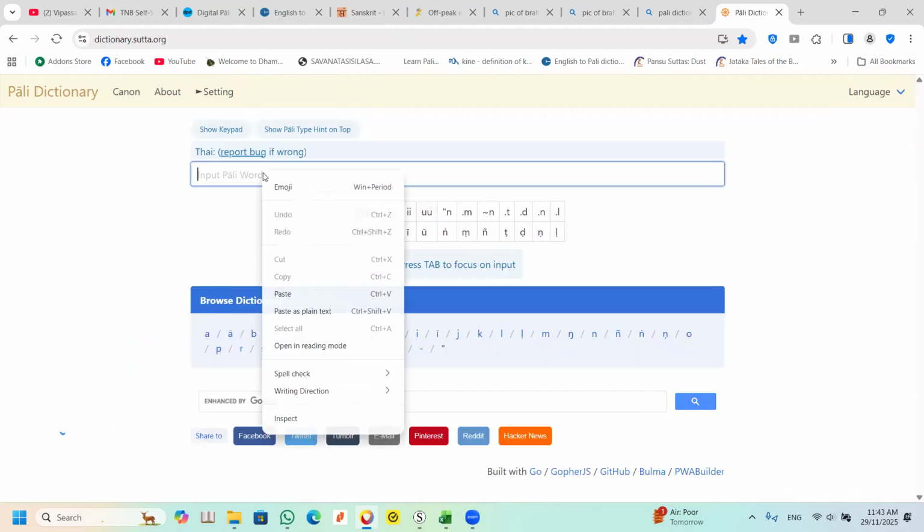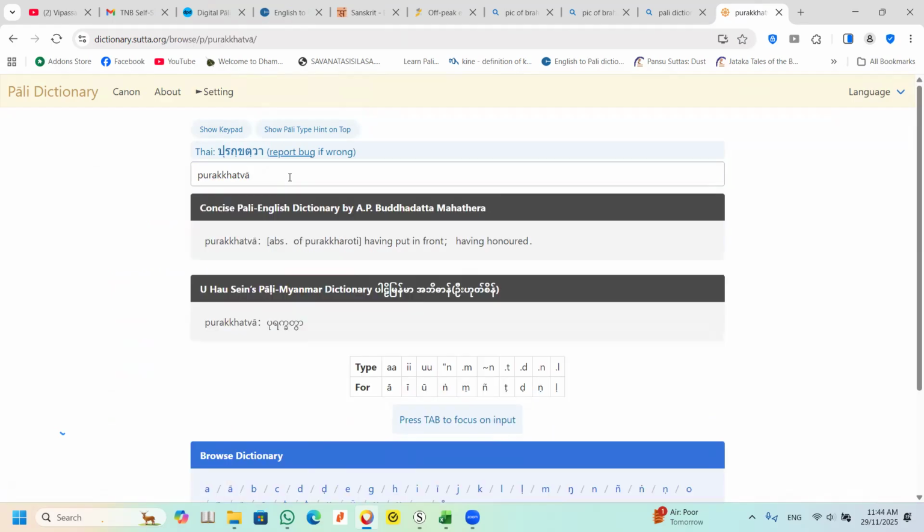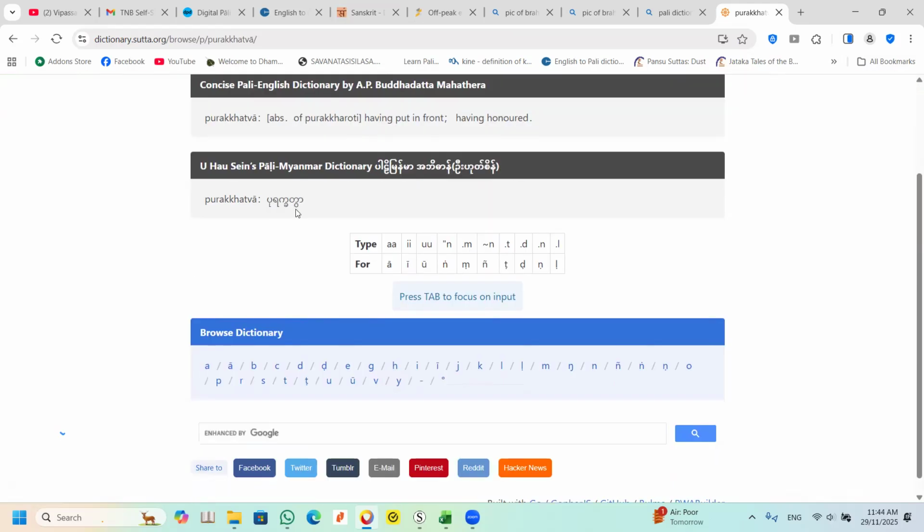This one. Can you see this word? I type. Okay, type. Search. Can you see? Also got ABS. Product. ROT. Then having put in front, having on it. And then this is good for those who know Burmese.